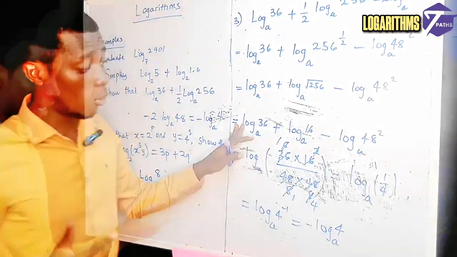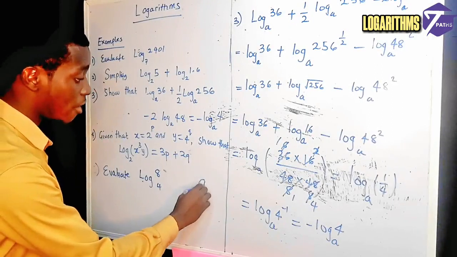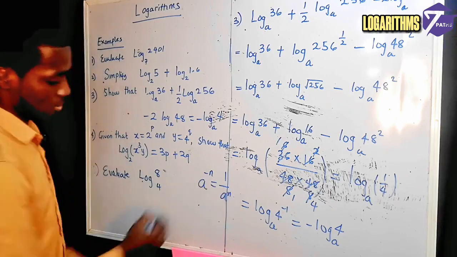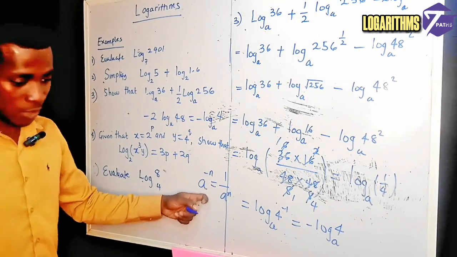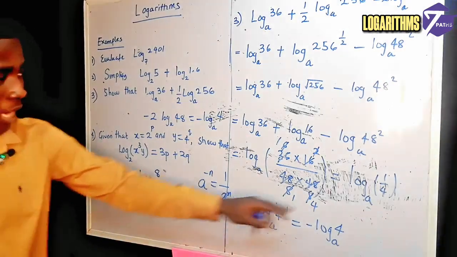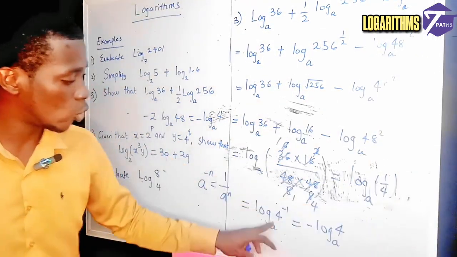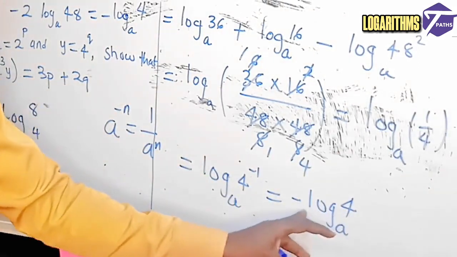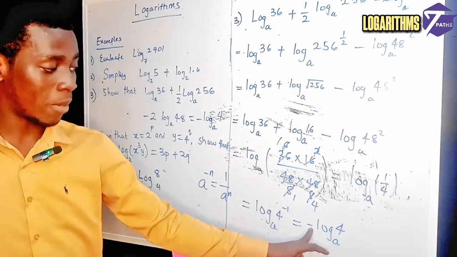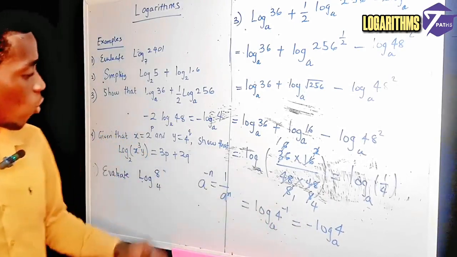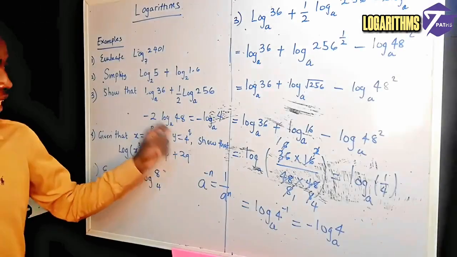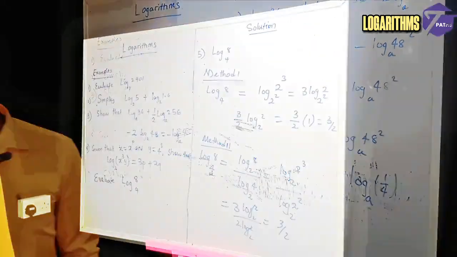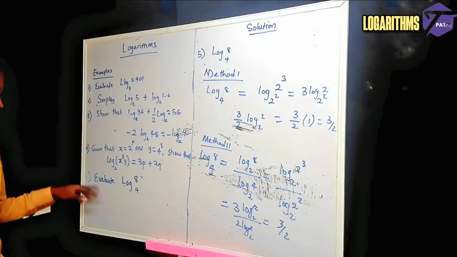And I can recall from the law of indices, if I have a raised to power minus n, it is the same thing as what? 1 over a raised to power n. You should know this one before now. It's from the laws of indices. So that is why I can change 1 over 4 to be 4 raised to power minus 1. And I apply the fourth law of logarithm to bring the minus 1 back. So I've gotten what they asked me to prove. So my answer is then what? Minus log 4 base a. Is that clear?